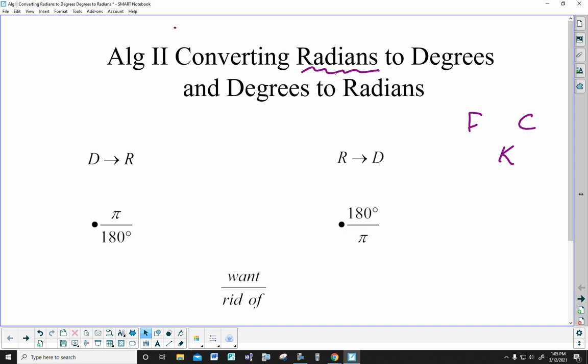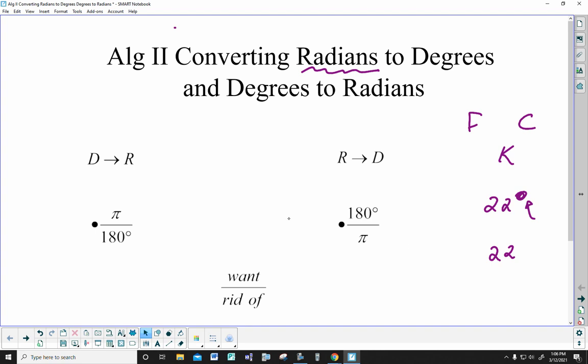How you distinguish just by looking at whether something is in degrees or radians is, if I said 22 degrees, that's in degrees. It has the degree symbol. If I just said 22, that's 22 radians because it doesn't have a symbol with it. So it's super important: if you want to say degrees, you've got to put the degree symbol.